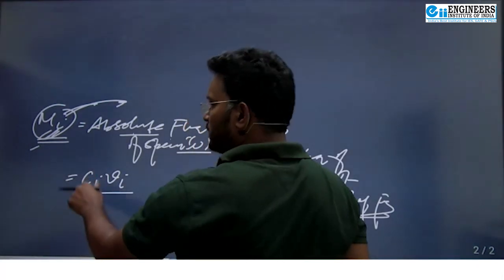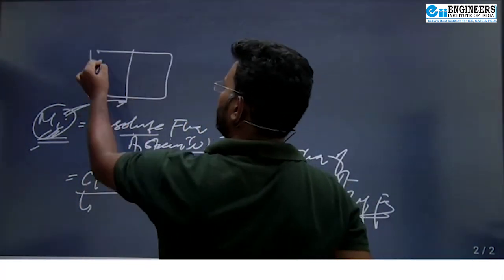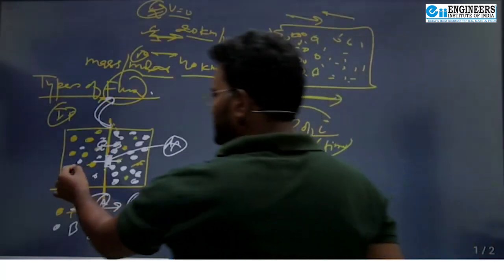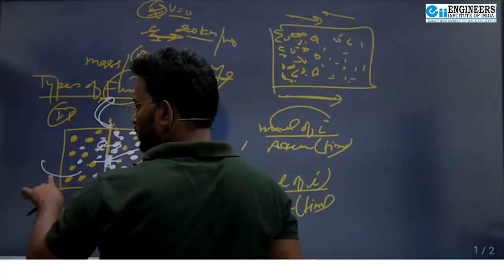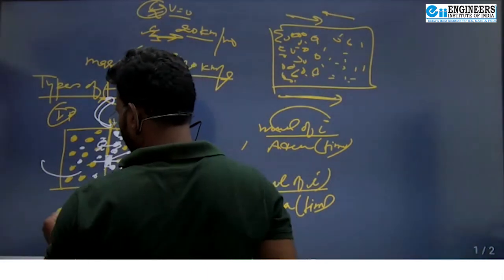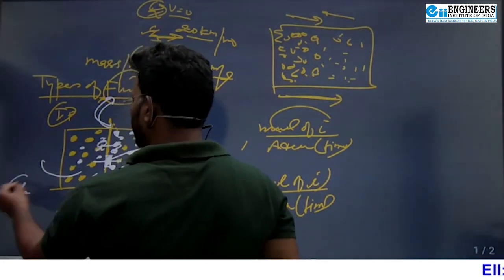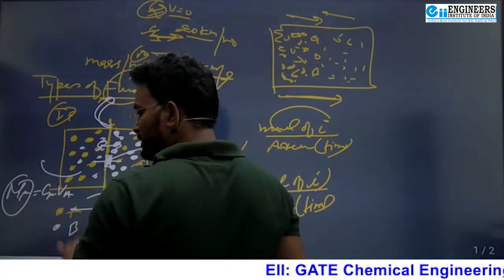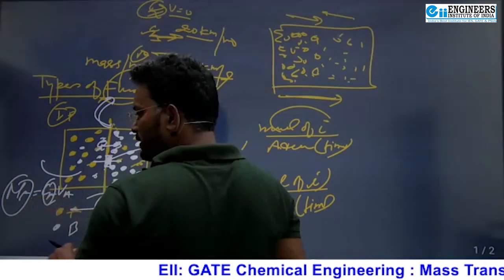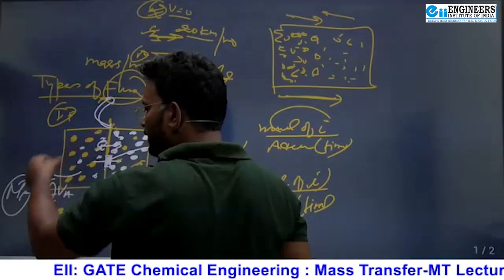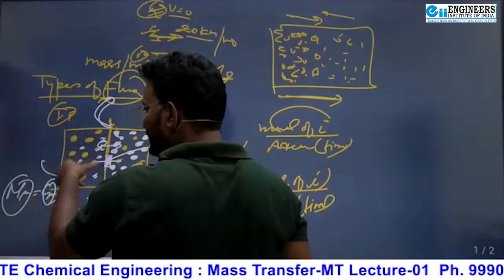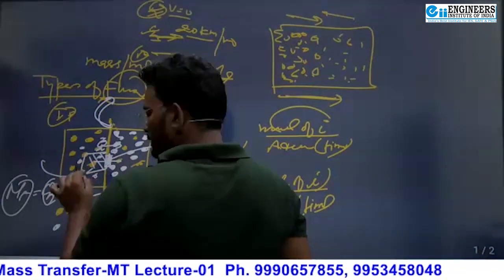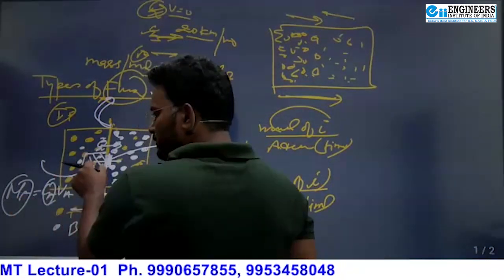Suppose in this example where A and B are there, if you want to know what is the N of A, the yellow Na, this should be Ca into Va. What is Ca? Ca is the concentration of species A at that localized point, किसी given point पे, in a given volume, because it is only at some certain point, not in the whole volume.